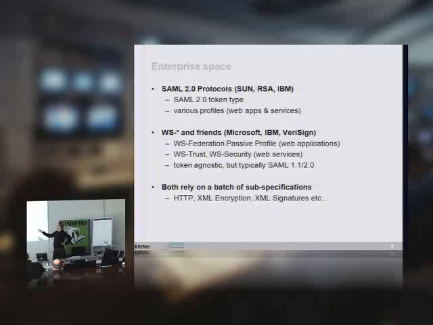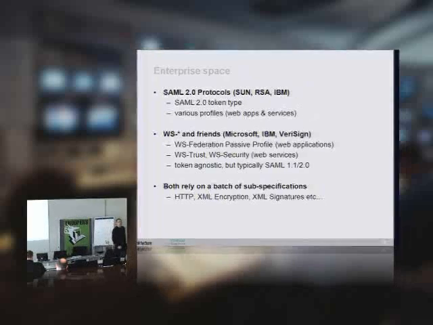As you can see, the big players here are Sun, RSA, and IBM, and as you can maybe imagine, this is more the thing in the Java space, because Sun is the big driver in that area. Then there are the WS-star protocols and their friends, driven by Microsoft, IBM, and VeriSign, and in this case, this is more the .NET way of doing things. So if you have to make a black-and-white decision here, besides IBM, they just wait, I guess, for which standard wins, and then hop on the right one.